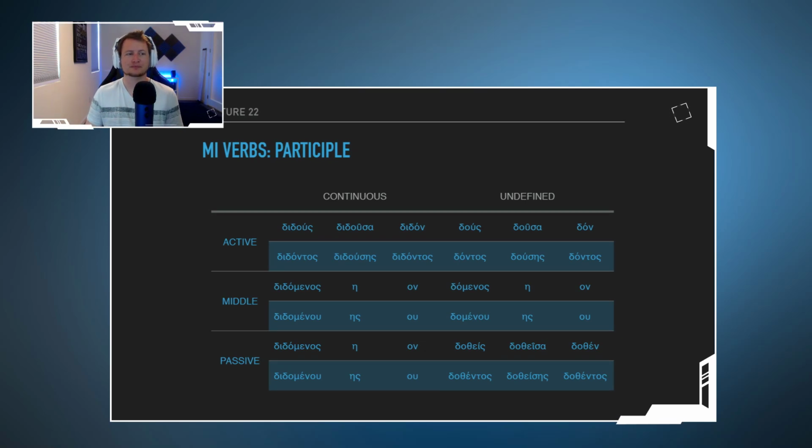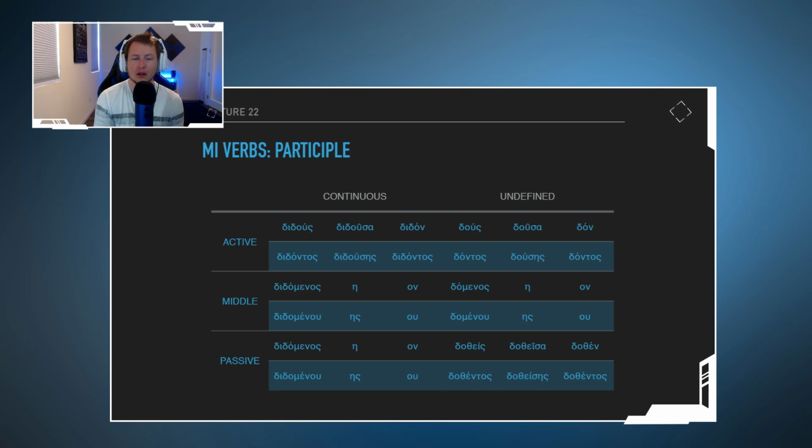Now let's look at the participle. What I did here, just to keep it simple, I didn't write the word out everywhere. Okay, so look at the continuous, for example. I wrote the active so you can see the masculine, feminine, and neuter. Didous, didousa, didon. It follows the same participle morphemes. That doesn't change. But keep in mind the third declension in the masculine and neuter, whereas it's first declension in the feminine.